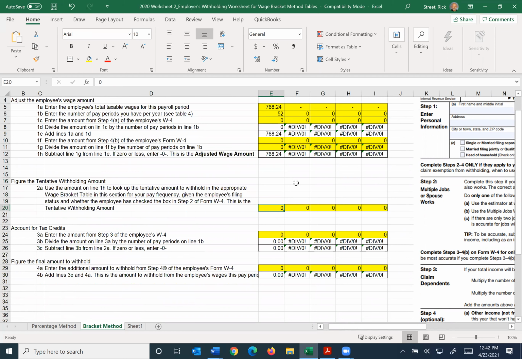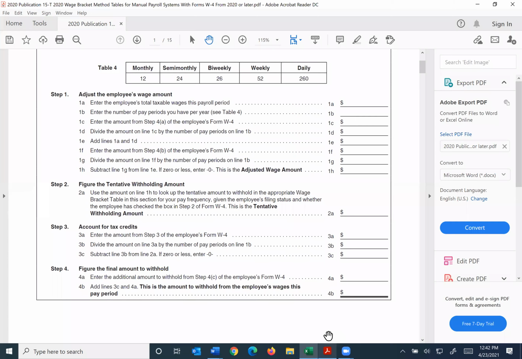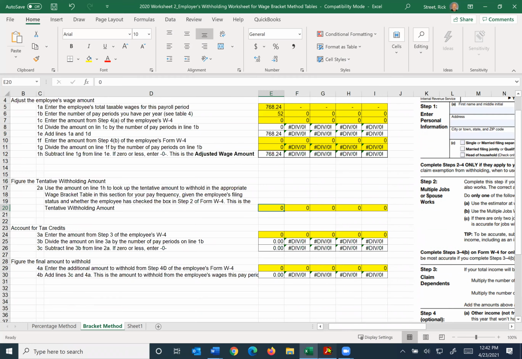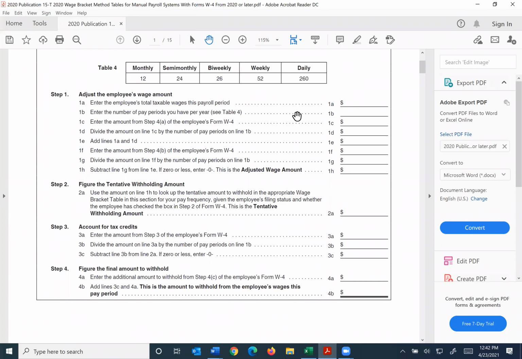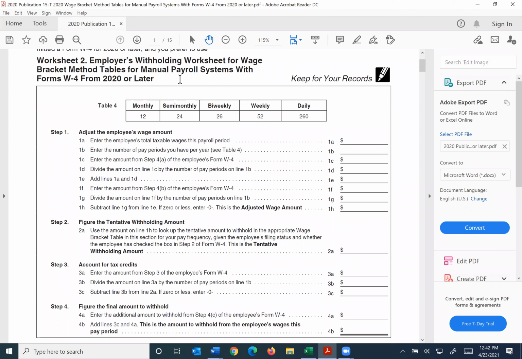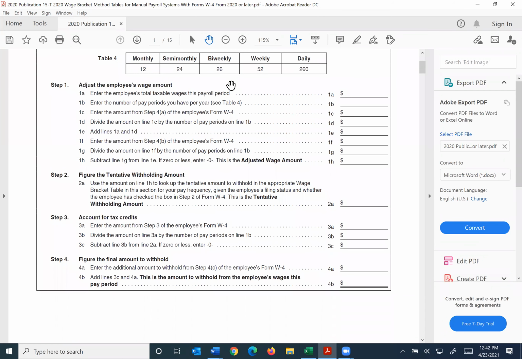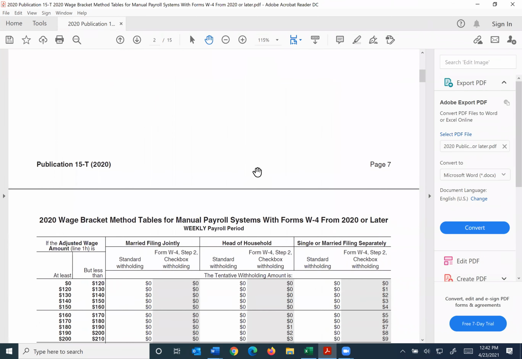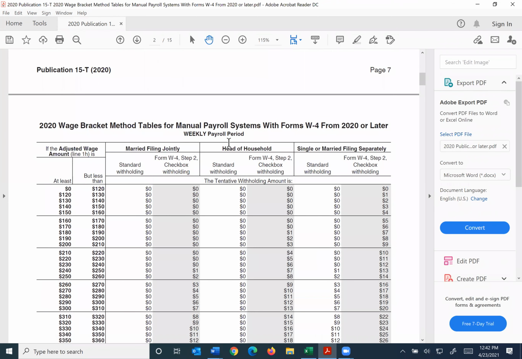The next step is to use the tables in such a way that we find the amount of tax to withhold at this point. So if you go to this table that I provided you, which I think is easier than using your textbook and flipping back and forth, we go down here and we're going to look for weekly payroll.